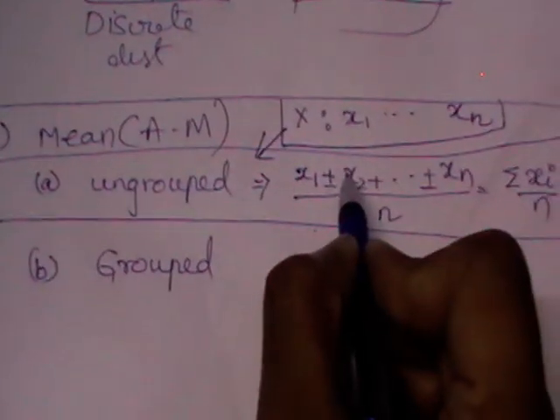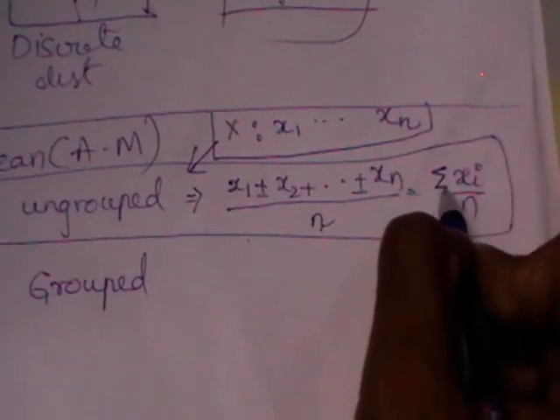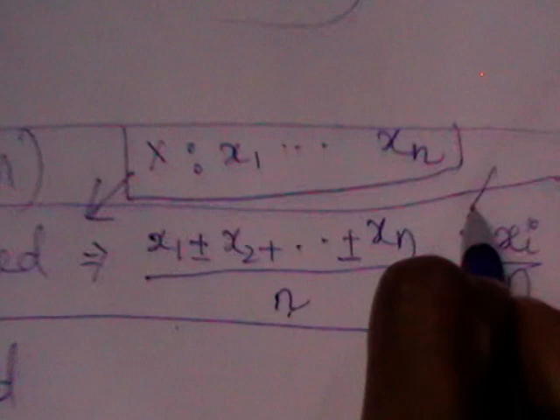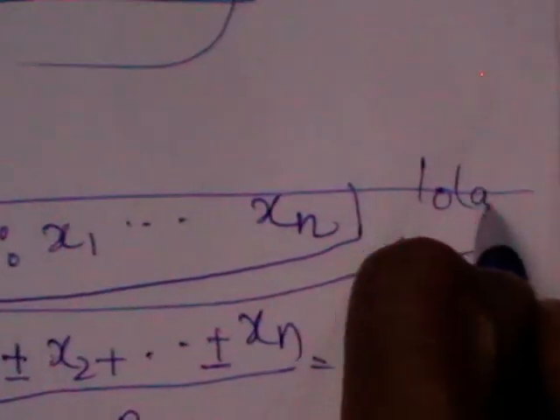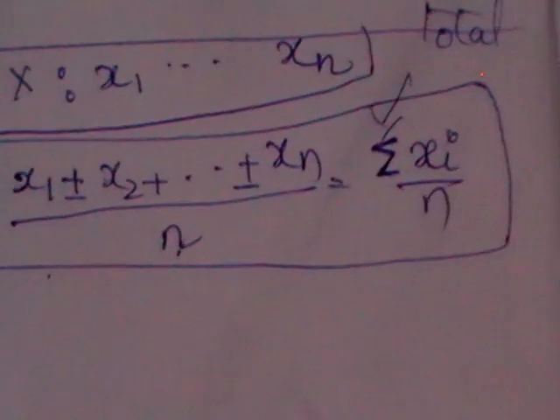There the formula is the sum of the observations by the number of observations, which is nothing but sigma xi by n. This we pronounce as sigma, and it stands for the total or the sum of the observations. N stands for the number of observations.